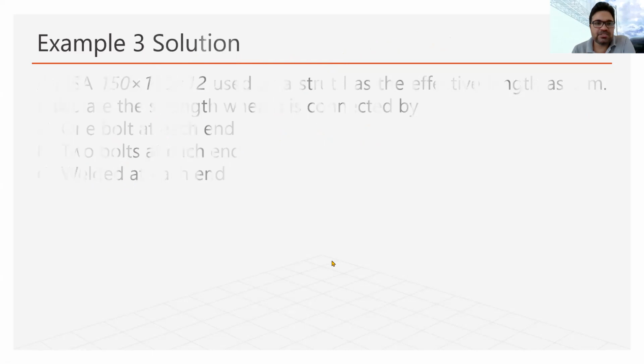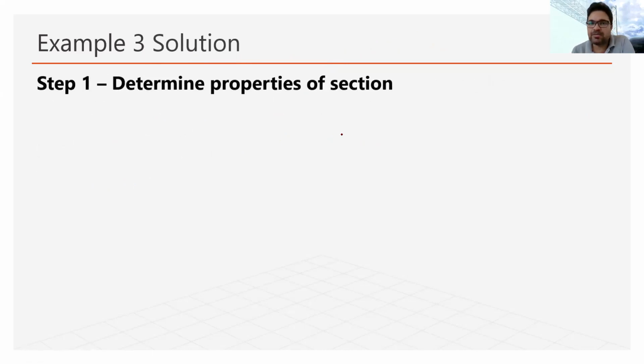So our first step would be to determine the properties of the section. Here in this question, we are using an angle section, and the size of the angle is already mentioned, which is 150 by 150 by 12 mm. So in this case, we can again refer to the steel table, and we can find out the properties of the Indian Standard Angle Section. So again, I will show you the steel table.